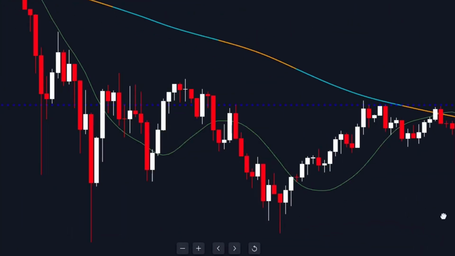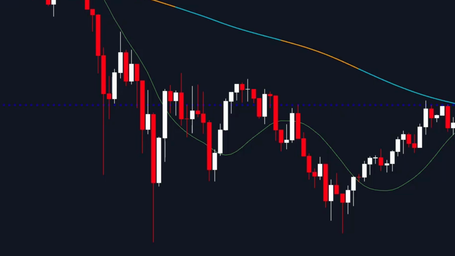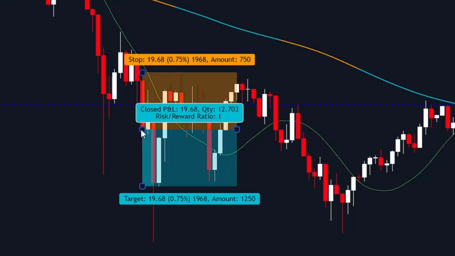So to open a position with this strategy, we've got 2 conditions to meet. First off, for a sell trade, we need a bearish trend. Next step, we've got to wait for a bearish breakout. So if both these conditions are met, go ahead and open a sell trade.